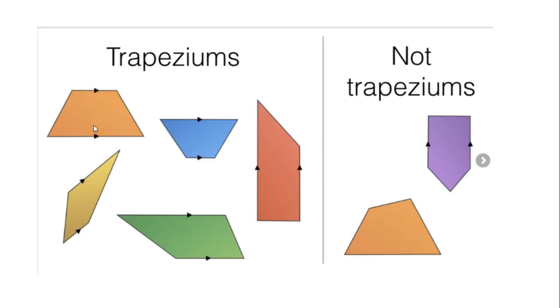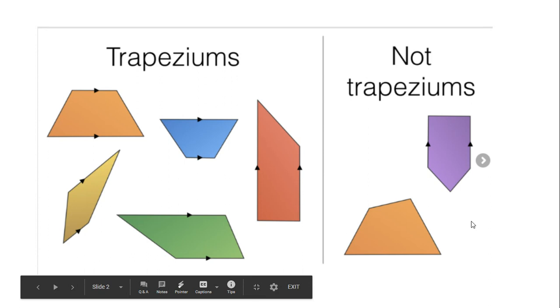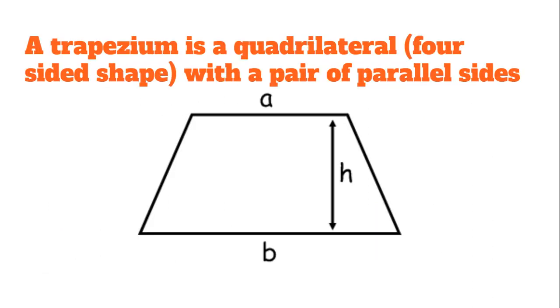So on the left, I've got examples of trapezium, all with their parallel sides. And on the right, I've got some non-examples. People often think these are trapeziums, but this has got 5 sides, so it's not a trapezium. And this orange one has no parallel sides, so it's not a trapezium. So a trapezium is a quadrilateral, which is a 4-sided shape with a pair of parallel sides.